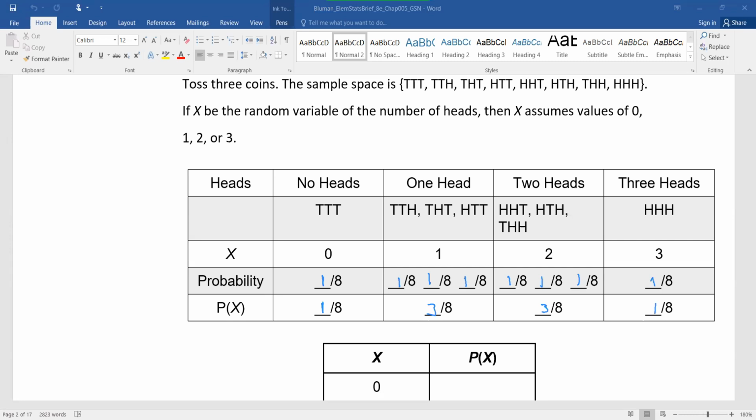Now notice, what's 1 plus 3 plus 3 plus 1? 8, because it has to total up to 1. Again, another test question. So we're going to take that and we're going to plug it into our chart.